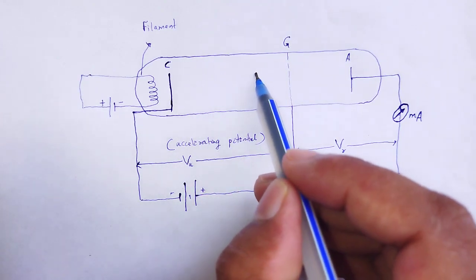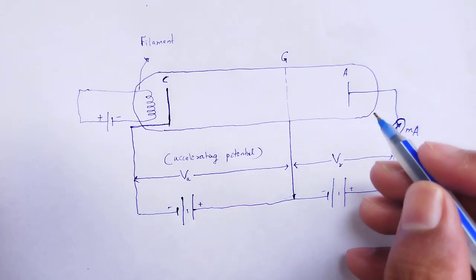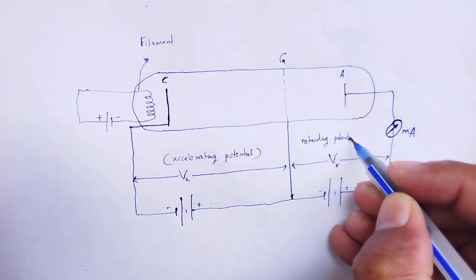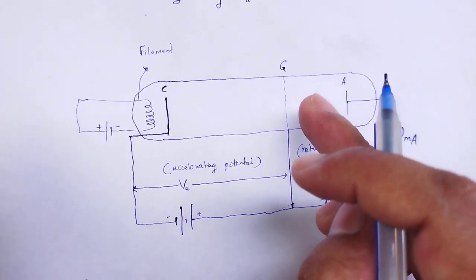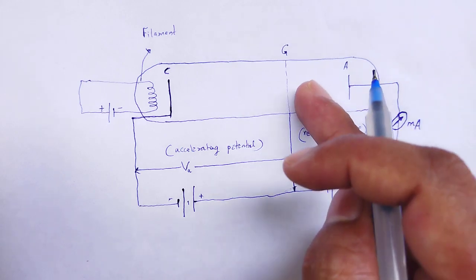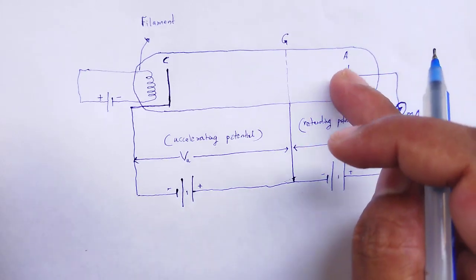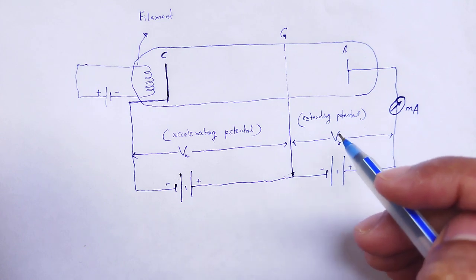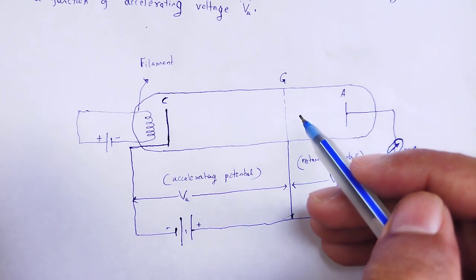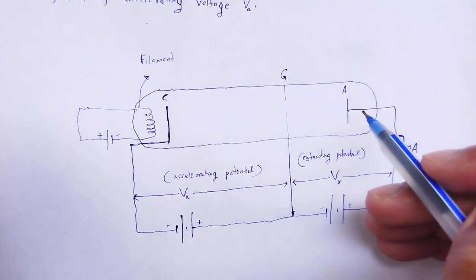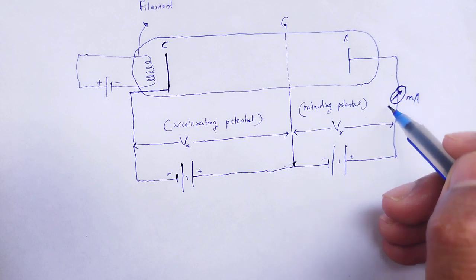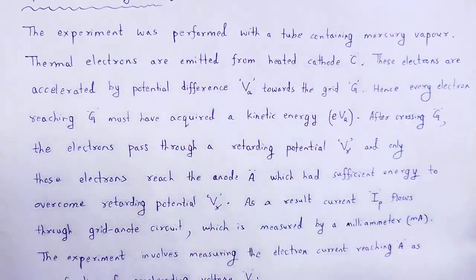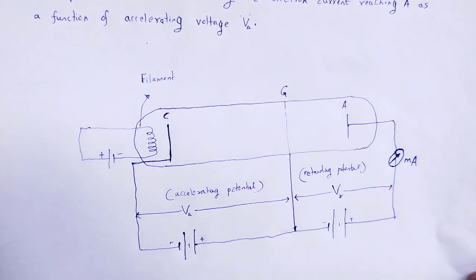And here the electrons have kinetic energy eV_A. V_R is the retarding potential, which obstructs the flow of electrons towards it, and in that region the electrons have kinetic energy eV_R. If the electrons have kinetic energy greater than eV_R, then those electrons pass through the grid anode circuit. So there will be a current flow, and that current is measured across the milliammeter. This is the experimental arrangement by Franck and Hertz.